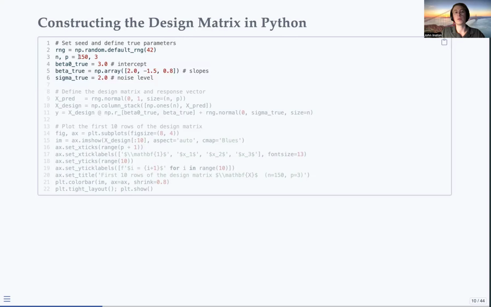So we define that we want 150 observations, we want 3 predictors, we specify what the intercept is, and we specify the slopes, the partial slopes, corresponding to all of the different predictors. And then we specify the noise level is 2. These have just been arbitrarily chosen. There's nothing to do with any data. There's just some numbers I plugged in to see what the results are.